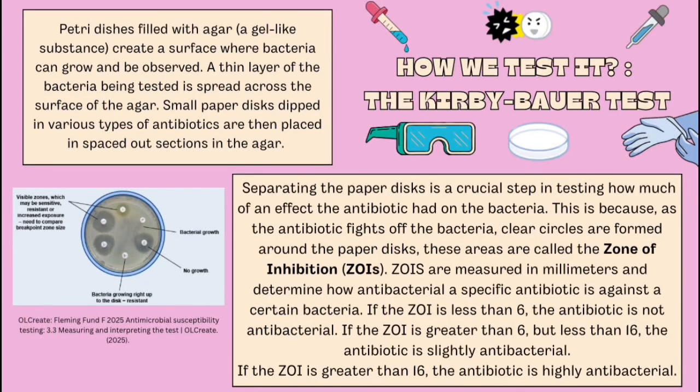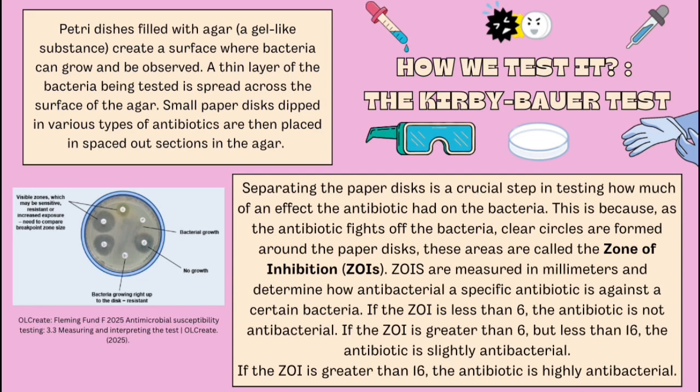So how do we test it? Well, we test it by using the Kirby-Bauer test. This test is set up with petri dishes that are filled with agar, which is a gel-like substance that creates a surface where bacteria can grow and be observed clearly. A thin layer of bacteria is then spread across the surface of the agar, and small paper discs are dipped into various antibiotics that are then spread out in different sections of the agar.